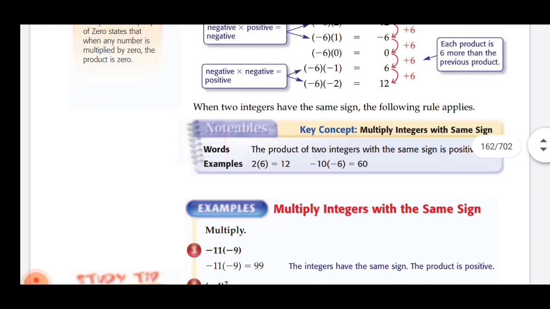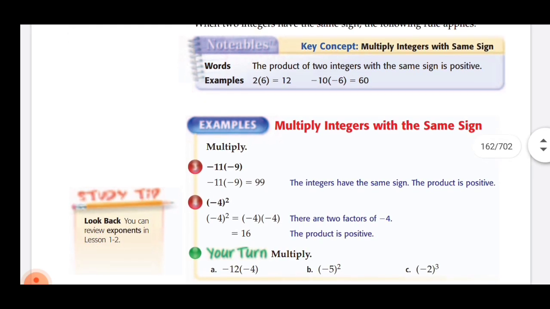When two integers have the same sign, the following rule applies. Key concept: multiply integers with the same sign. Words: the product of two integers with the same sign is positive. Examples: 2 multiply 6 equals 12. -10 multiply -6 equals 60.